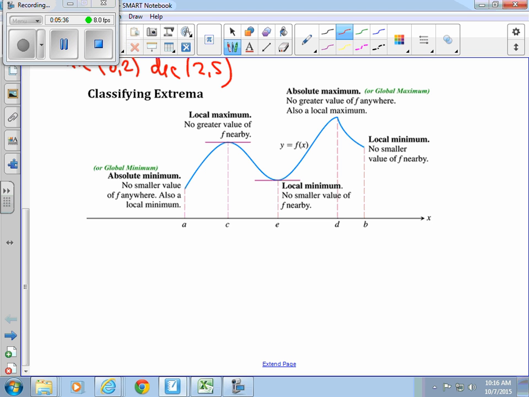These are local minimum values. This is a local minimum. This is a local minimum. But it's also an absolute minimum. So absolute and global mean the same thing. Local and relative mean the same thing. So these are those two words. So absolute min, absolute max. But then every peak and valley is a local min or max.